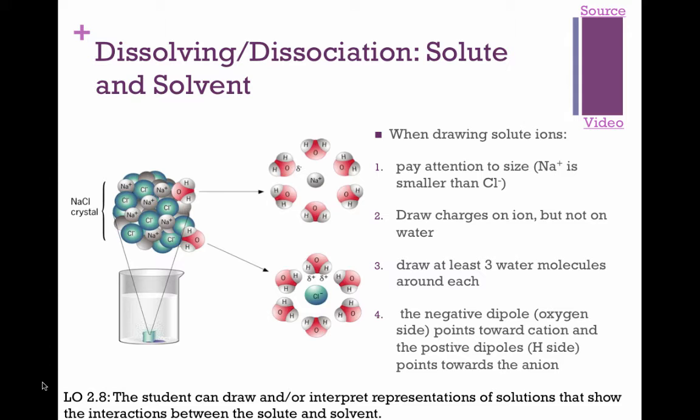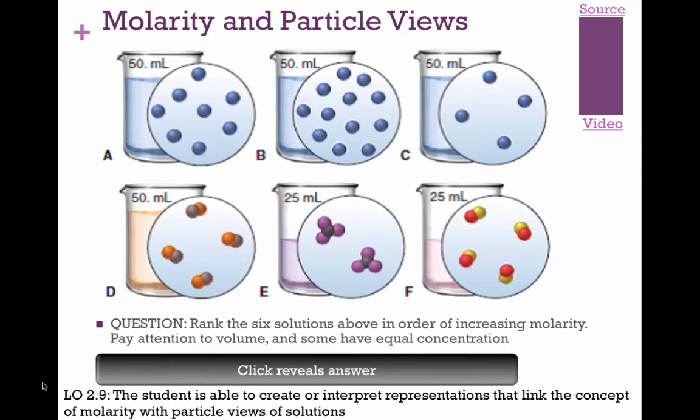That's the solvent cage. How many could you have? Up to 6. Okay. The negative dipole, so the partial negative side, which is the oxygen, is going to point toward the cation. The positive side will point toward the chlorine. And you guys have done some stuff like this before, but just to review.